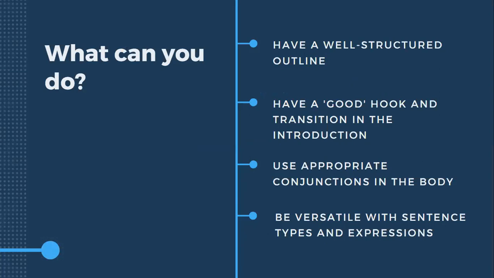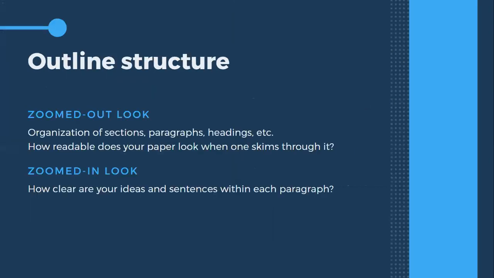So what can we do? We can have a well-structured outline, and after that, we can focus on creating a good flow in our introduction and in the body. In the introduction, we can create a good hook, and a good transition from the hook to the thesis statement. And in the body section, we can use appropriate conjunctions to connect our sentences and paragraphs. We can also try to be versatile with our sentence types, expressions, and tones as well.